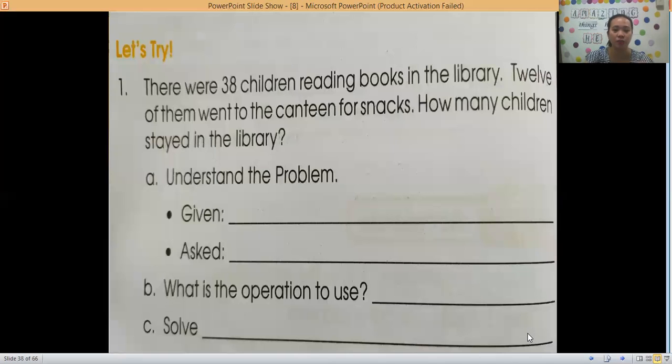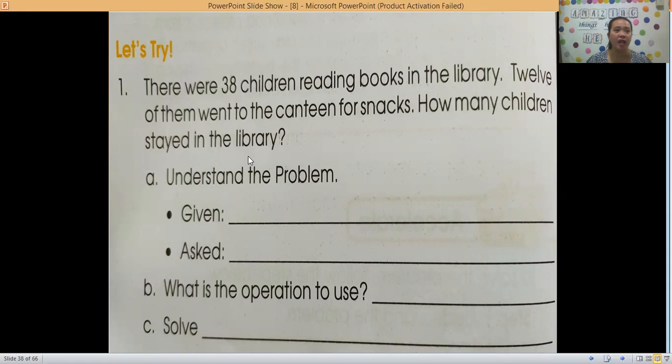So this one is an example of subtraction, okay? There were 38 children reading books in the library. 12 of them went, so umalis, went to the canteen for snacks. How many children stayed in the library? So nabawasan, may umalis, okay? Some of them left the library. So how many are the ones who stayed in the library?